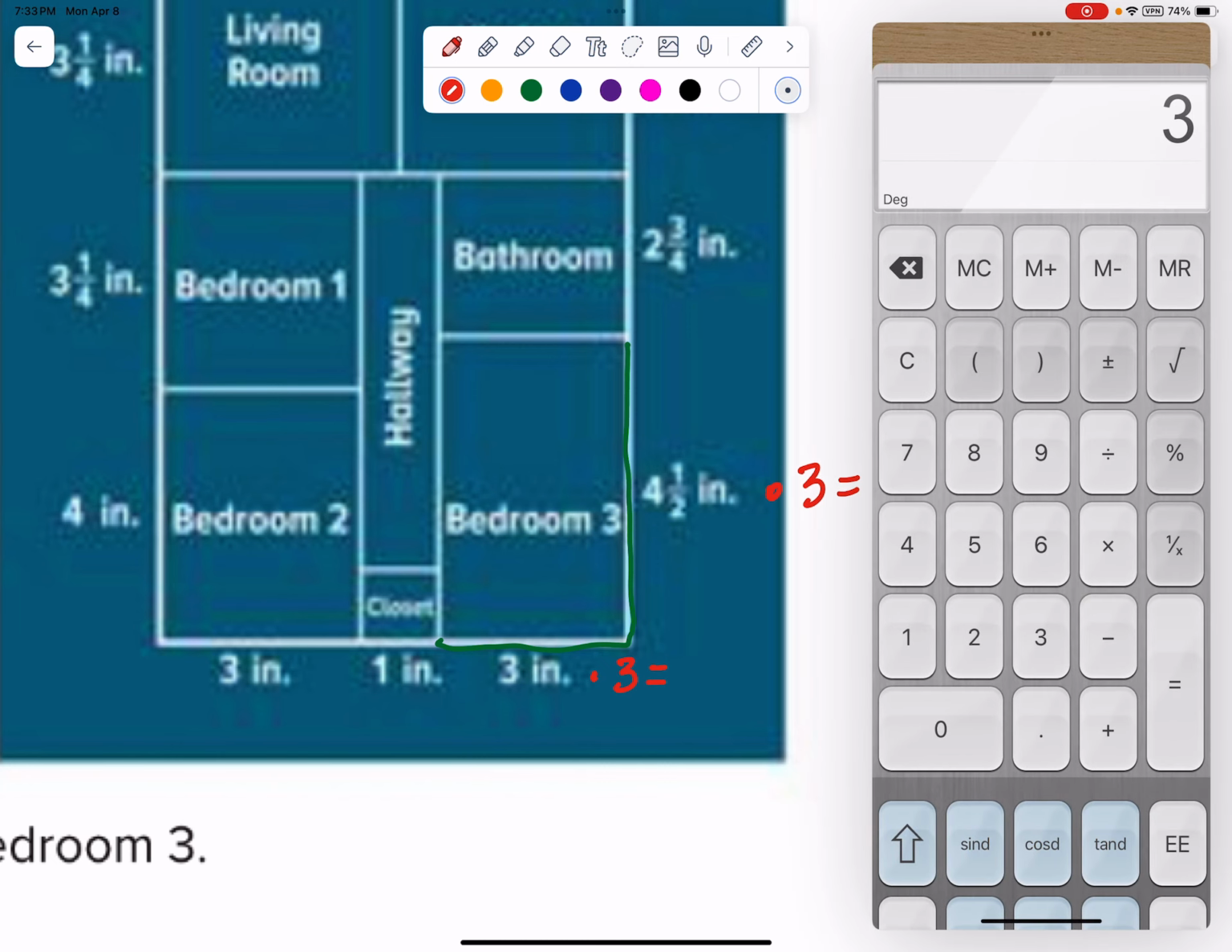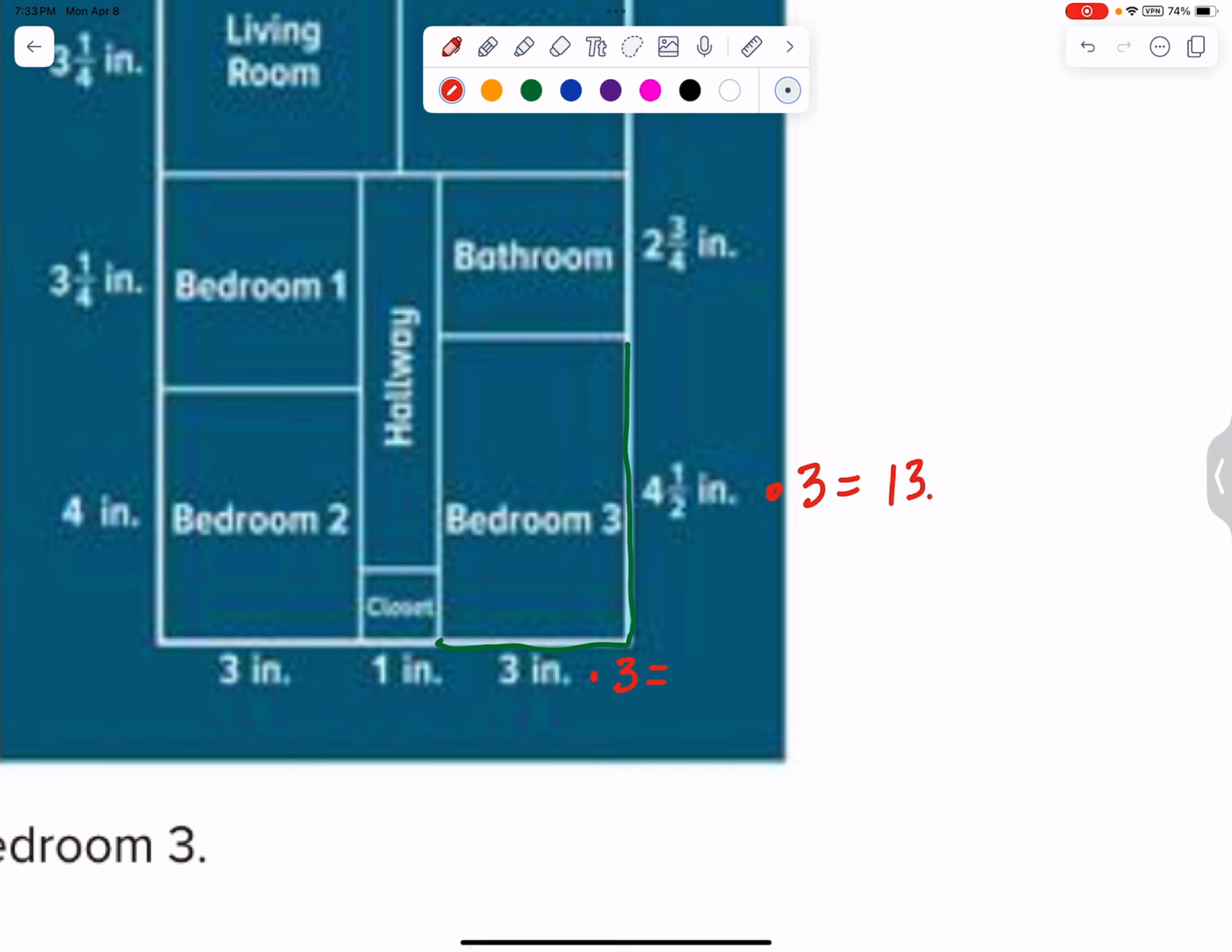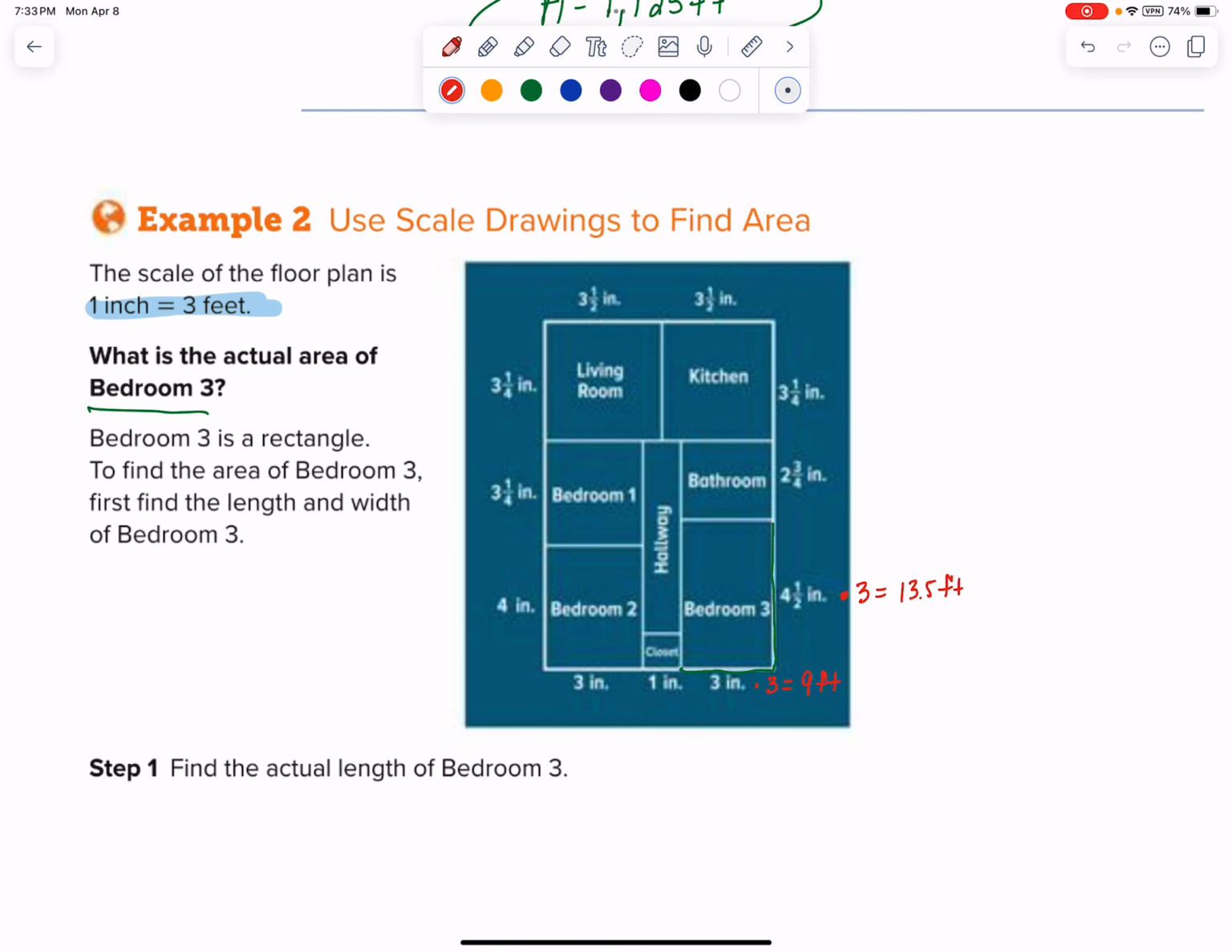So let's go ahead and do our 3 times 4.5 for here. And we get 13.5 feet. And our 3 times 3 is 9 feet. Okay, so those are just our distances. They're not in feet squared.